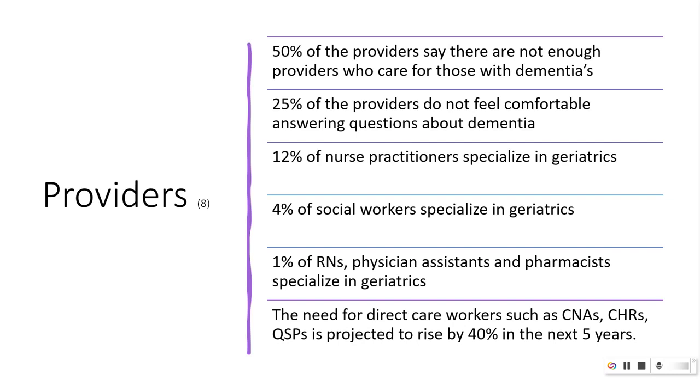There's only 12% of nurse practitioners that specialize in geriatrics. There's only 4% of social workers that specialize in geriatrics. And there's only 1% of RNs, physician's assistants, or pharmacists that specialize in geriatrics. So when we're looking at the number of providers, we can see that there really is not enough providers that specialize in geriatrics or feel comfortable about taking care of someone with dementia. I believe that that is getting better.